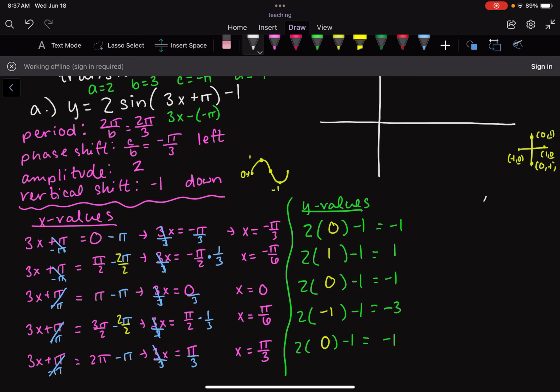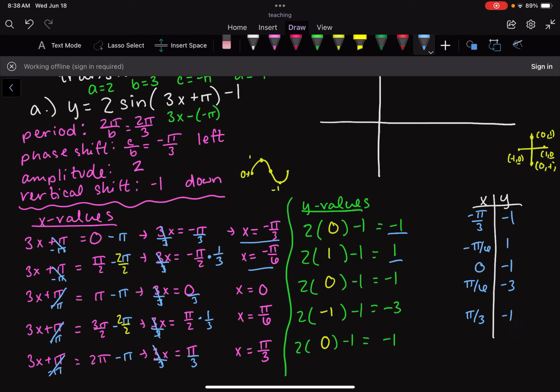Now, I usually like to give you a little table to put your x and y values in, just so it can be really neat. So in this case, I'm going to go ahead and write all of those in. So I have negative pi over 3, negative 1, negative pi over 6, 1, 0, negative 1, pi over 6, negative 3, and pi over 3, negative 1. So I'm just matching up x and then my y value that I found.